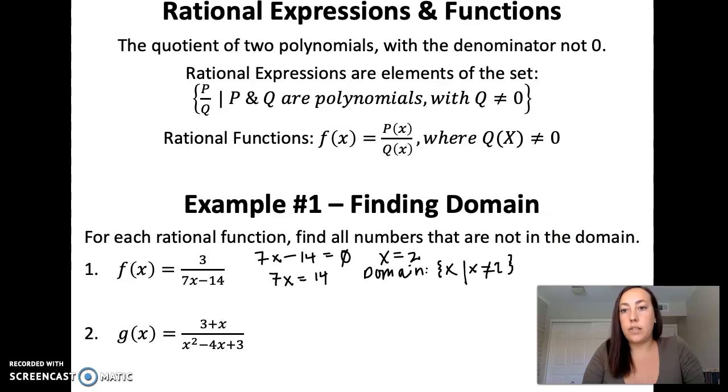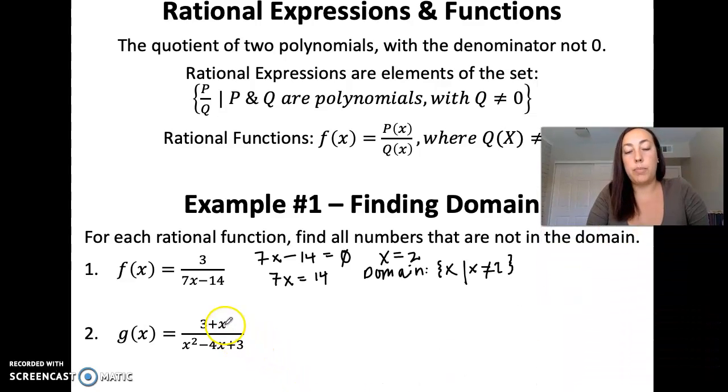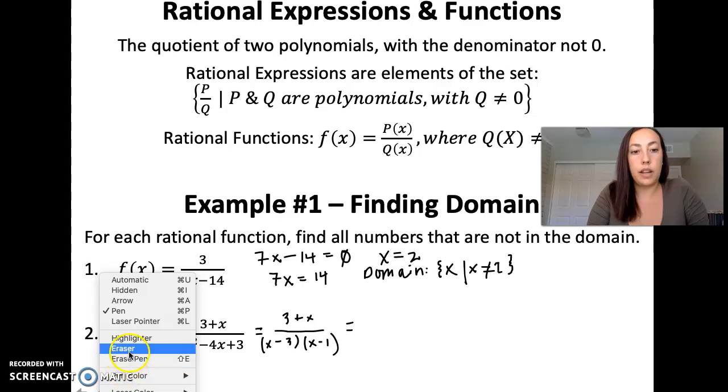All right, for the next one, we have 3 plus x, and then on the bottom we have x squared minus 4x plus 3. So first let's factor the bottom, because that's going to make it easier to figure out what x cannot be. So this factors to be x minus 3, x minus 1. Because remember, negative 3 times negative 1 gives us positive 3, and then negative 3 plus negative 1 gives us negative 4. I didn't need that equal sign there.